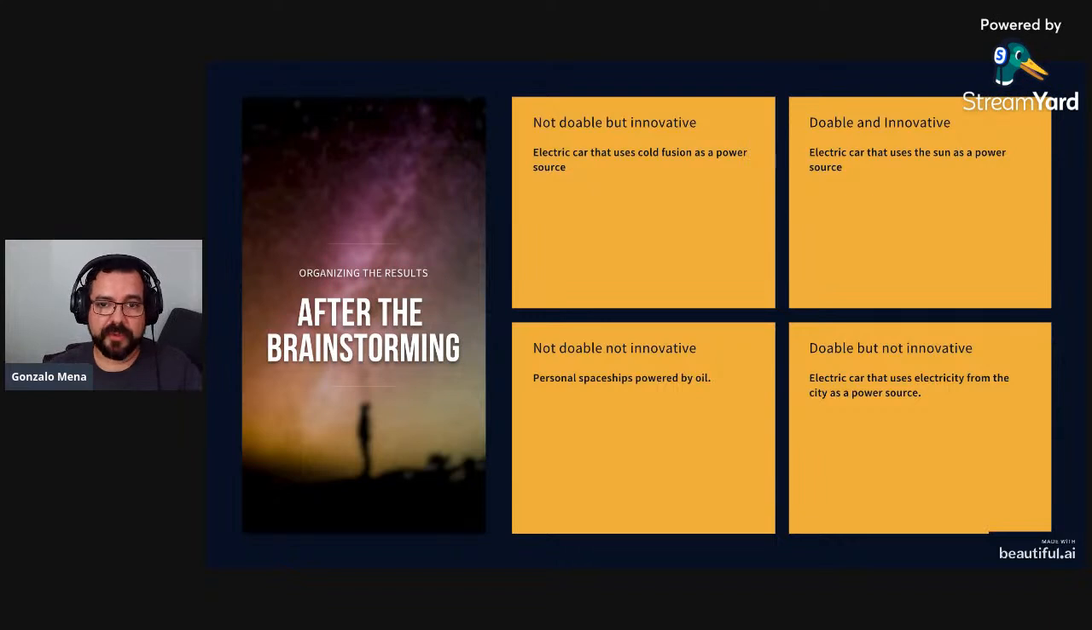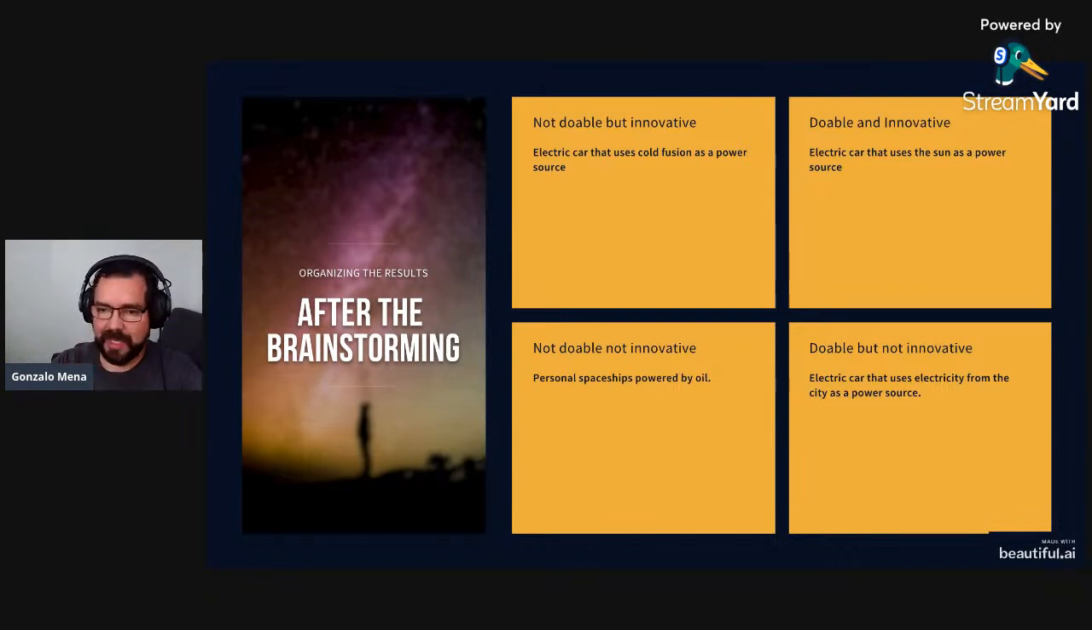If we move to the left, the not doable but innovative, let's say an electric car that uses cold fusion as a power source. Cold fusion is a theoretical process of splitting an atom, like what happens with a nuclear bomb, and harnessing that energy into electricity. It's been talked about a lot. It's one of the solutions that we have for clean energy, but nobody has been able to do it yet. So it's innovative, would be great if we can make it happen, but it's not doable just yet.